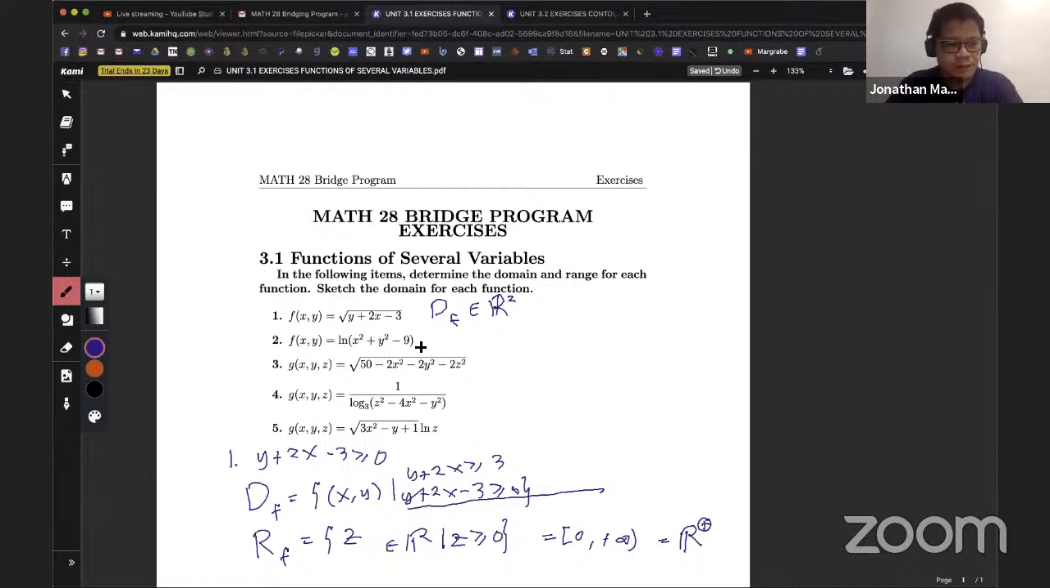Okay, for the second item, we have f of x,y equals natural logarithm of x squared plus y squared minus 9. Okay? Basically, ang idea lang naman ito is titingnan mo muna kung ano yung basic function natin. In this case, in example number 2, we have a natural logarithm function. So if we have a natural logarithm function, dapat dito pa lang, ma-identify mo na on how to determine the domain and range of the function. Since you have a natural logarithm function, babalikan mo yung concept ng natural logarithm function.